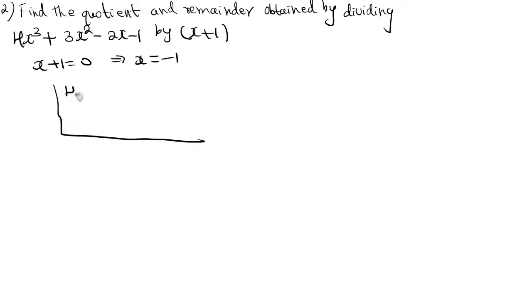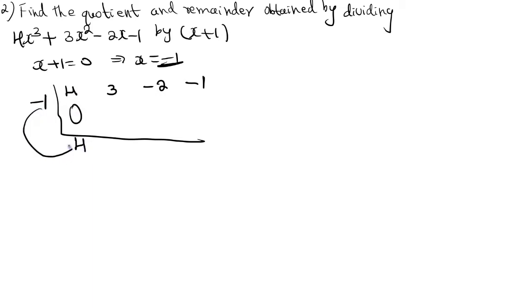Coefficient of x cube is 4. Coefficient of x square is 3. Coefficient of x is minus 2. Constant term equal to minus 1. First you need to take this root here, minus 1. Put 0 here. Minus 1 into 0 is 0. So, 4 plus 0, it's equal to 4 itself.